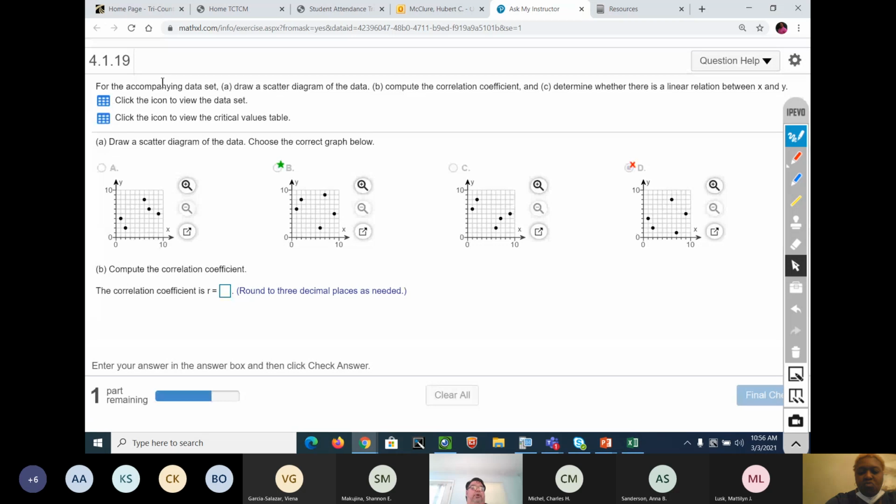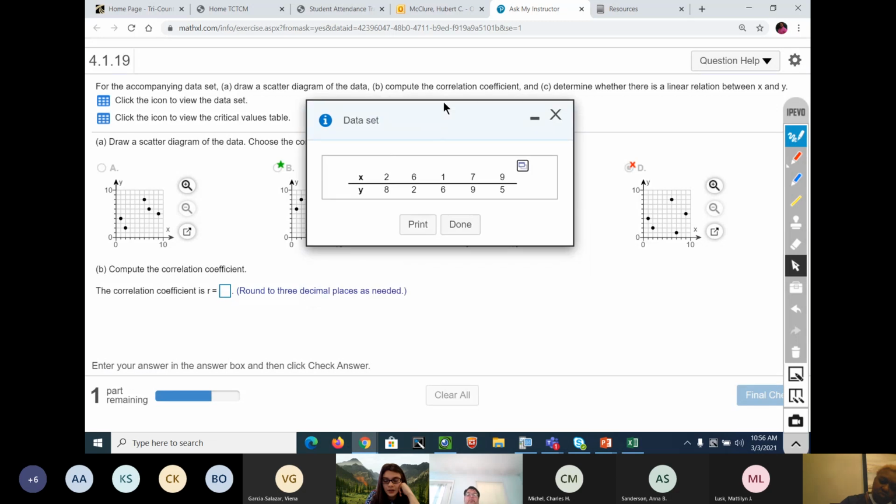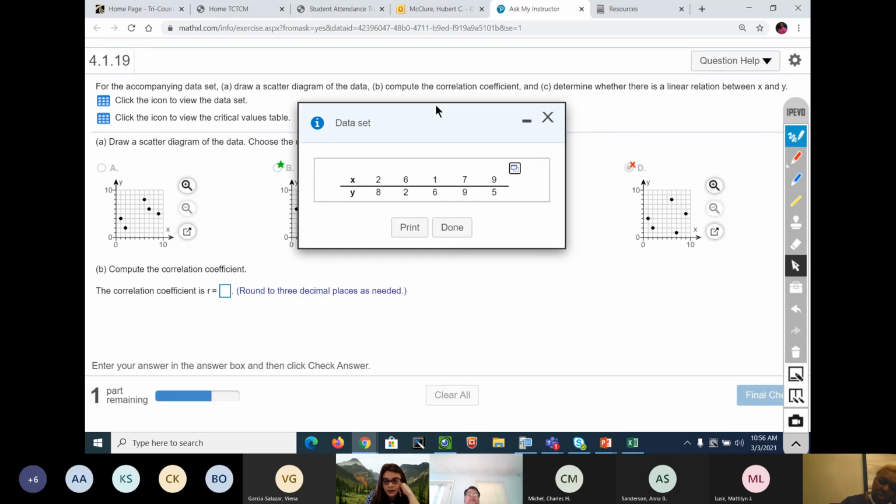All right. For the accompanying data set, I knew she'd come back on. There she is. Draw a scatter diagram on the data, blah, blah, blah. So here's your points. All right, y'all do those points right quick. This is 4.1, right? Yeah, 4.119. Yeah, so I did all of the problems on it and got a perfect score after last class. So whatever problem I had with that, I think I fixed it.